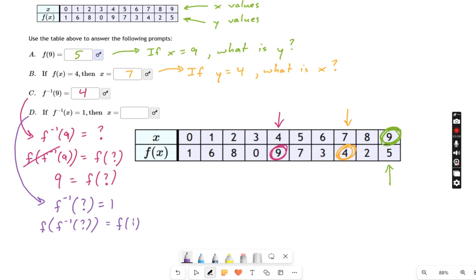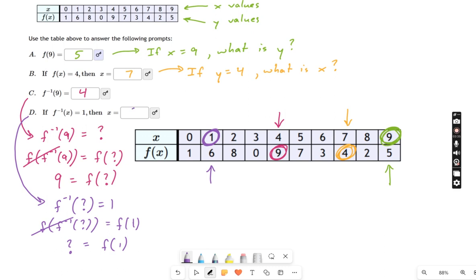So I rewrite it like this. And now where I see f of f inverse, I can cross those out. This is the composition effect of inverses. And what I get is question mark equals f of 1. Or in other words, if my x value is 1, let's find that in our table right here. X value is 1. What is the corresponding function evaluated at 1? In other words, the y value.